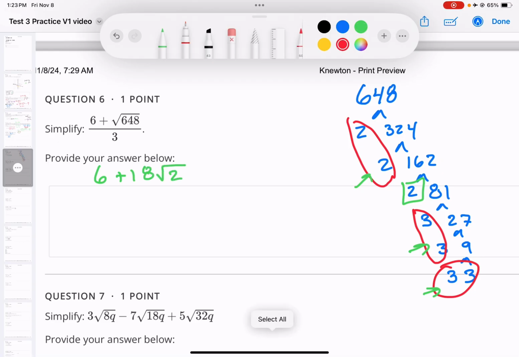And then both of those are being divided by 3. If you want, you can just write them as separate fractions. That's okay. We have a common denominator. So that is 2, and then 18 divided by 3, so it would be plus 6 root 2. And that's my final answer.